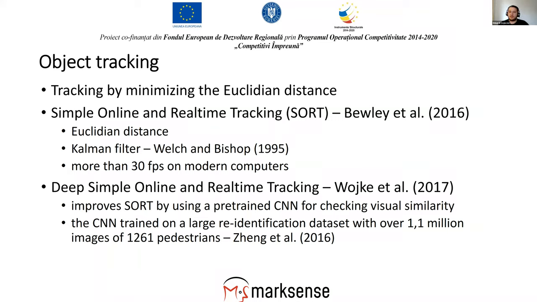So we used object detection in order to identify persons in videos. Then we need to track them, which requires identifying whether at successive frames the two persons are the same person or not. And there are multiple ways to achieve this. For example, we can track by minimizing the Euclidean distance between two objects in successive frames. But this method works properly only if a single object is tracked and is clearly visible. An improvement to this approach would be to use a Kalman filter, which predicts the trajectory of the object, and it makes it easier to track it. And another improvement is to use, besides the Euclidean distance and the Kalman filter, a convolutional neural network, which identifies how similar two objects are visually.